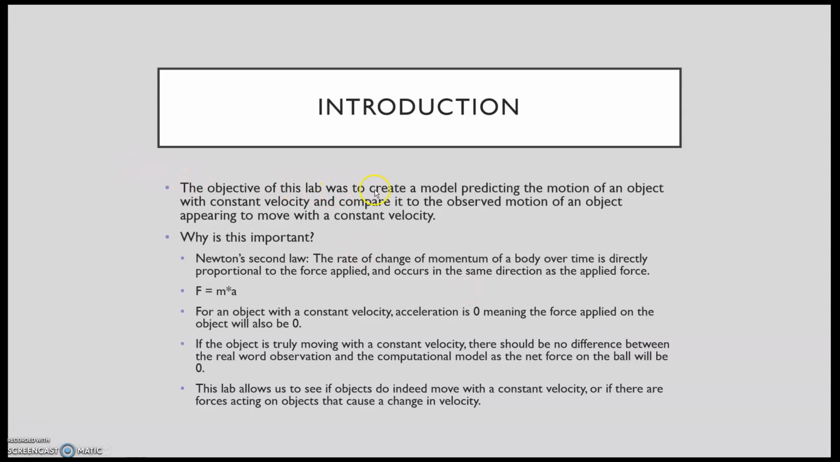So the objective of the lab was to create a model predicting the motion of an object with constant velocity and compare it to the observed motion of an object appearing to move with a constant velocity. So why is this important?